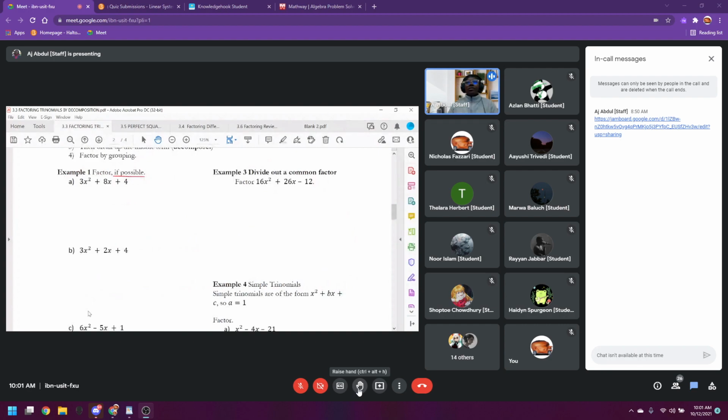So let's use our decomposition here. My A times C, 3 times 4, is 12, so AC equals 12. That means I'm looking for two numbers whose product is equal to 12 and whose sum is equal to 8, and both of them are positive. What two numbers do I multiply together to get 12, and then when I add them, I get 8?